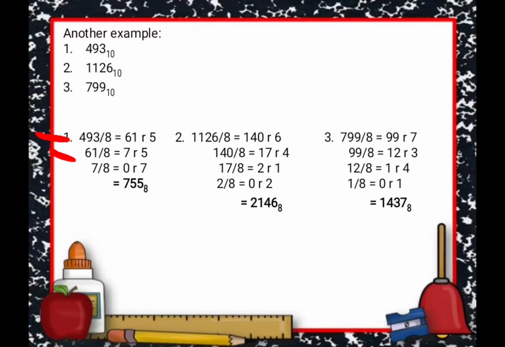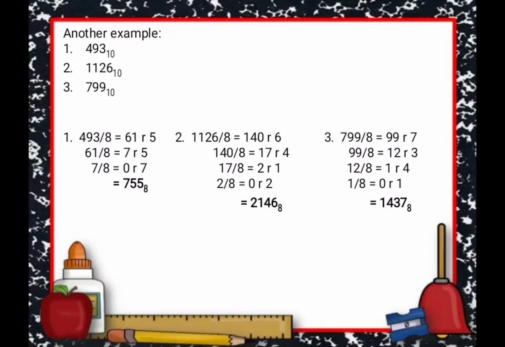So we have to list the remainder from bottom to top. So we have 755 with a base of 8. So that is the octal number of 493 decimal number. So we have number 2. Number 2, 1126 decimal with a base of decimal, convert it into octal number.